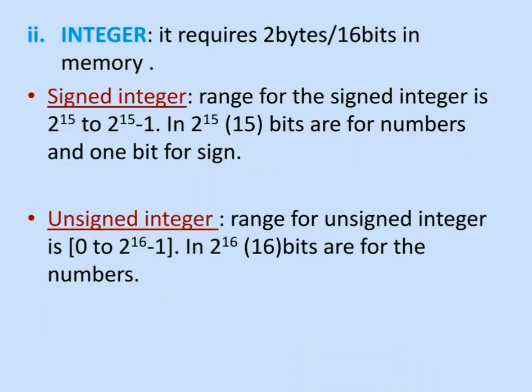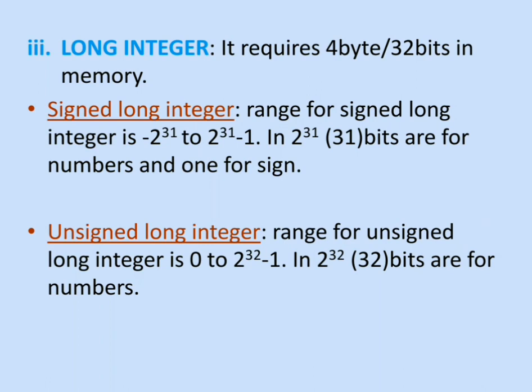Integer. It requires 2 bytes, that is 16 bits in memory. Signed integer. The range for signed integer is -2 raised to 15 to 2 raised to 15 minus 1. In 2 raised to 15, 15 bits are for number and 1 bit for sign. Unsigned integer. The range for unsigned integer is 0 to 2 raised to 16 minus 1. In 2 raised to 16, 16 bits are for numbers.